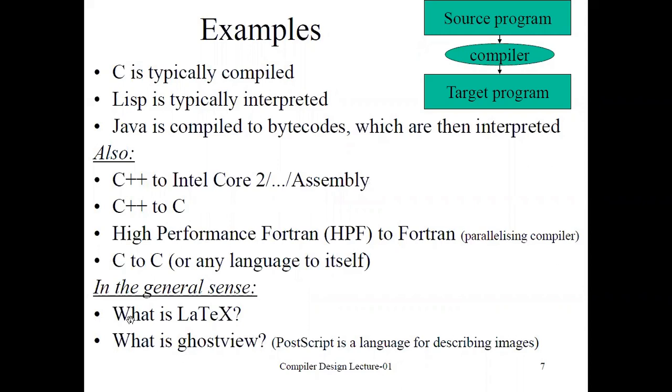In the general sense, here are some others. What is LaTeX? LaTeX is text processing software which converts text from one form to another form. Then another one, Ghostview, which handles PostScript, a language for describing images, for tagging, etc. These are all some of the examples of compilers and interpreters.